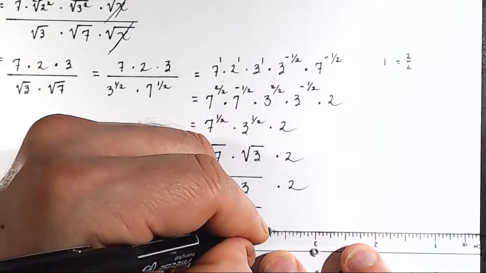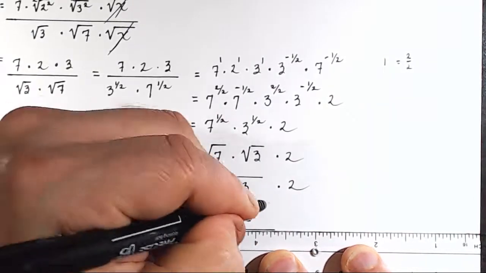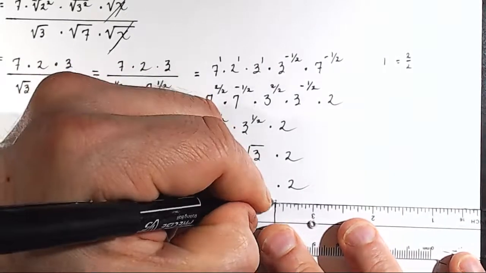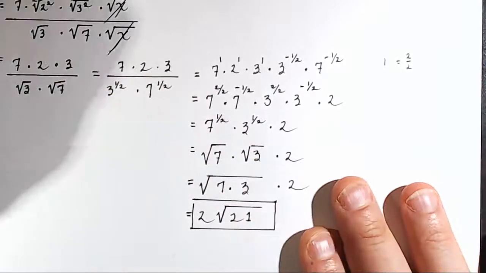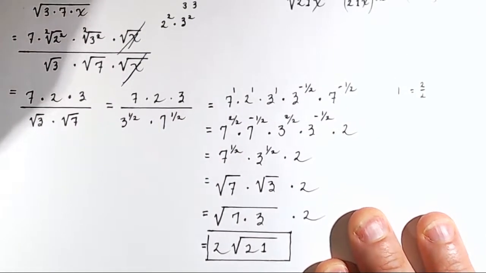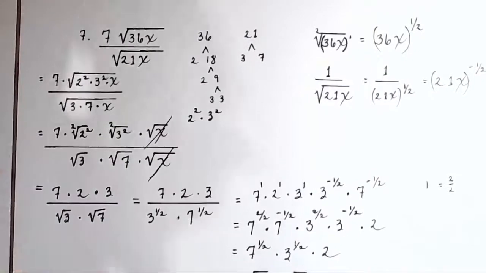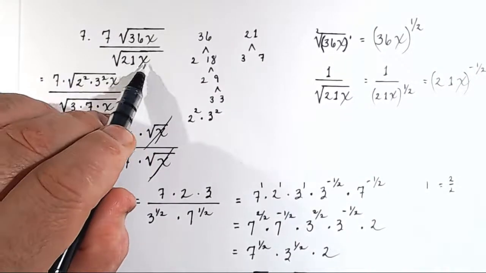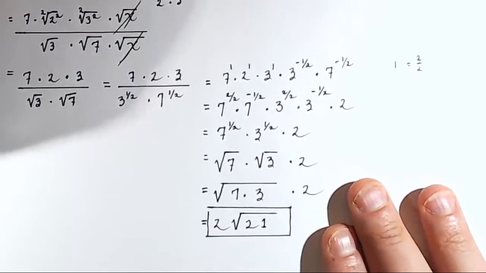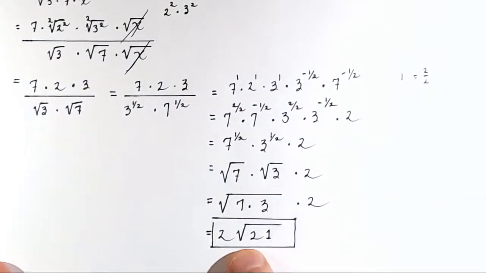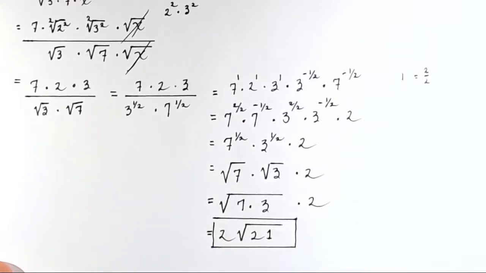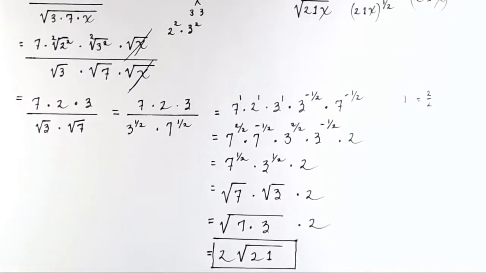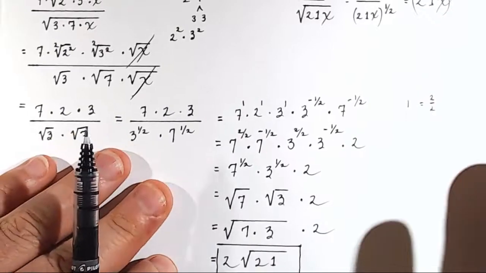And that is the final simplified form of this expression. And I think this is really cool because we went from 7 square root 36x over square root 21x to having no square roots, no denominator with square roots and no x's. Pretty neat. Okay, so there's 4 of those like that.